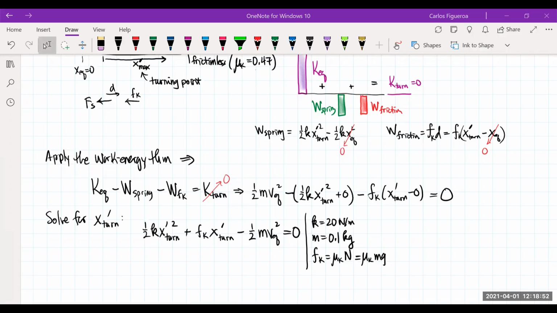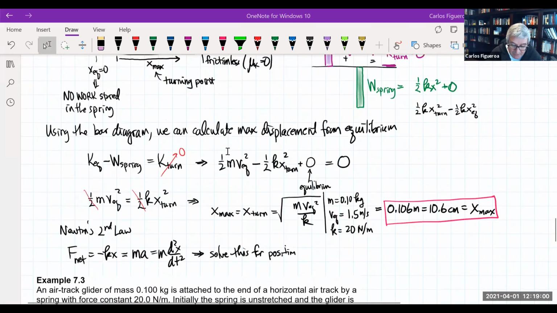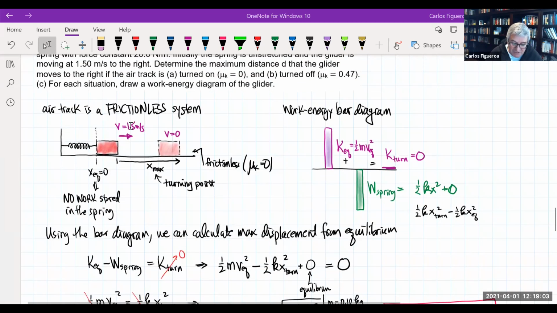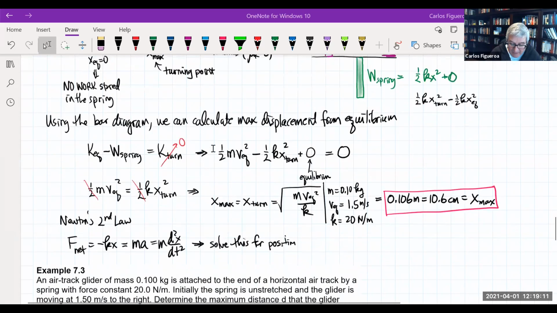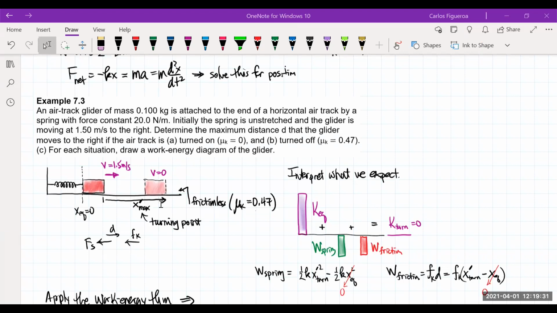Hey, Carlos, why is it x prime instead of x? Because you got to go back up to here. When you come up to here, if I have a speed of 1.5 meters per second initially, and it's frictionless, it's going to stretch out some distance. Here, if I have friction now, it shouldn't go as far. And because it doesn't go as far, I have to have a different turning point now. Is that clear? Yeah, it makes sense. Thank you.